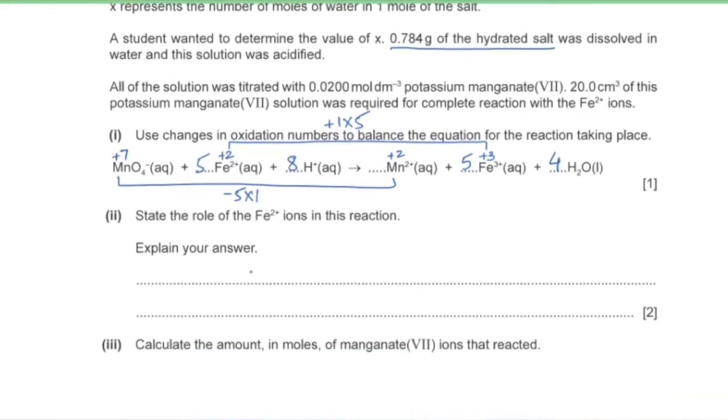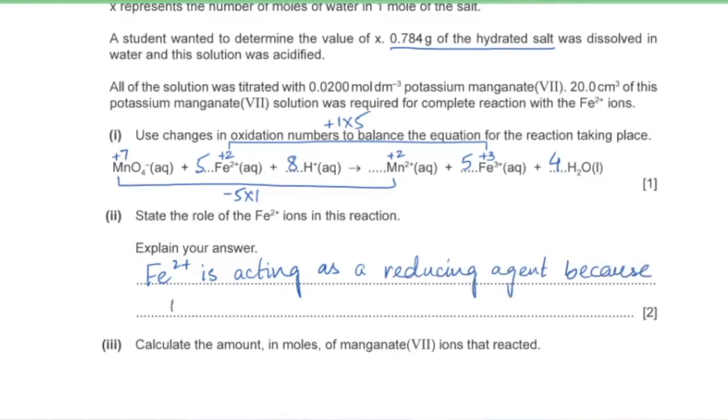Part 2, state the role of the Fe2+ ions in this reaction. Fe2+ is oxidizing itself and it is reducing MnO4 from +7 to +2. This way we can say that Fe2+ is acting as a reducing agent. Because it oxidizes from Fe2+ to Fe3+. The reducing agent will get oxidized itself and an oxidizing agent will get reduced itself in an equation.